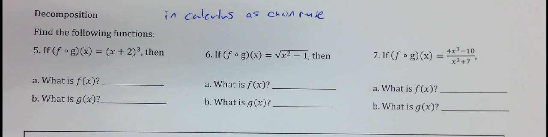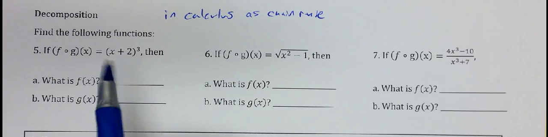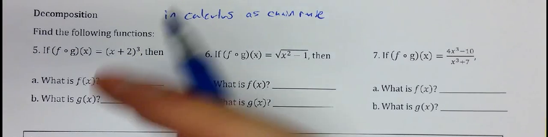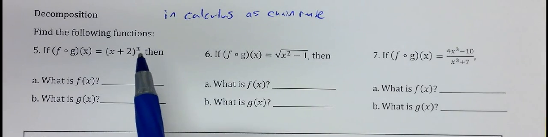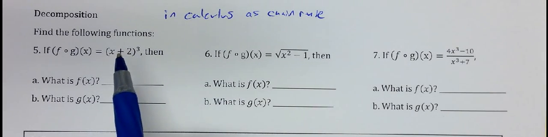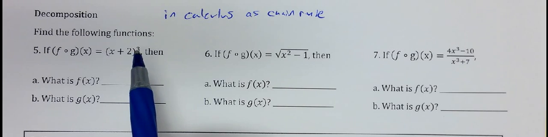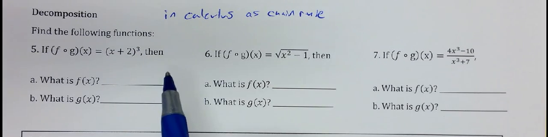So now that I've rambled for a bit, maybe you've already figured out the answer. When I'm asked to decompose something, typically I'm looking for an outside function, the most outer thing here, that I could plug something into. In this case, it's really easy for me to see I'm taking x plus 2 and I'm cubing it, raising it to the third power. I think of that third power as being my outside function.